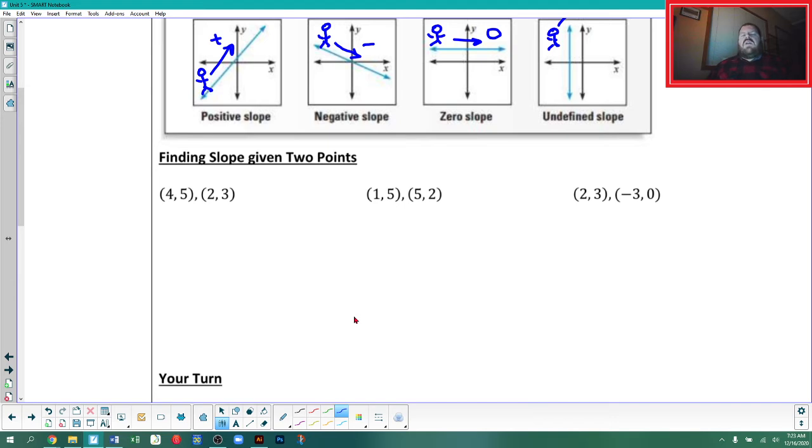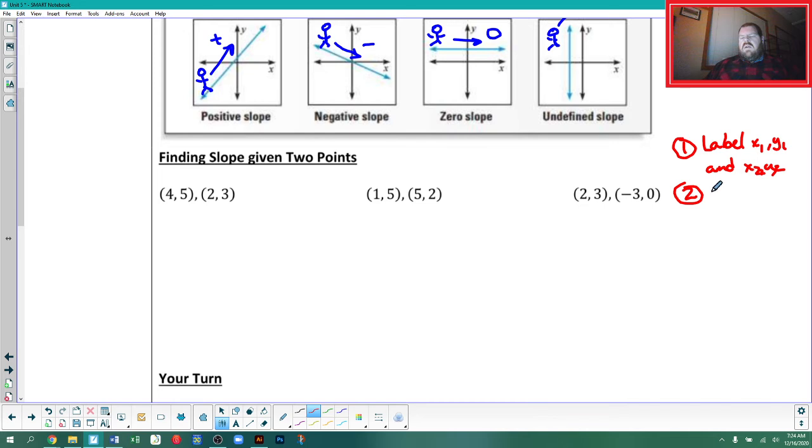Now let's look at finding slope when we're given 2 points. I do have another set of rules that I typically follow in this situation. The first thing I'm going to do is label x1, y1, and x2, y2. I assign one point to be x1, y1, the other point to be x2, y2.